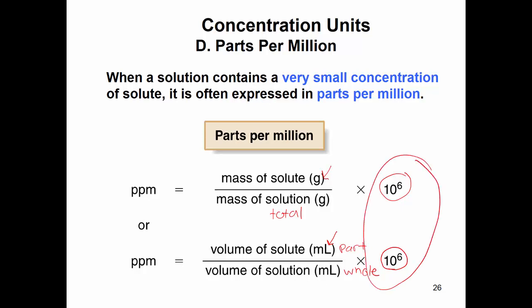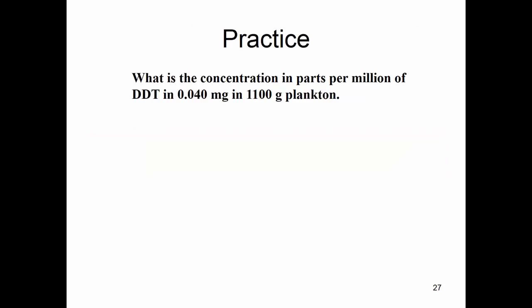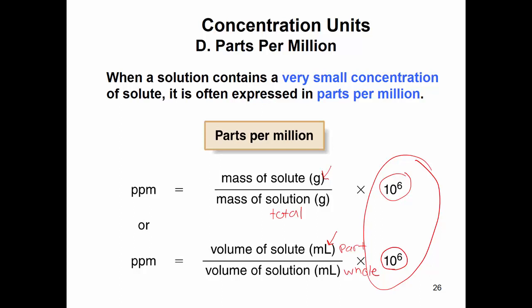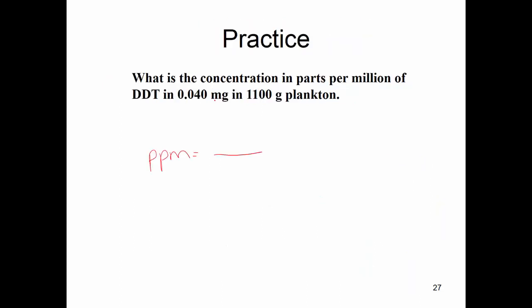Key being this. This is a problem very similar to your homework. We want to look at the concentration in parts per million of DDT in plankton. You notice you have grams over grams. So we have a little issue here, right? We have milligrams and we have grams. So we need to plug in our grams times a million. This needs to be converted to grams. It can't be in milligrams.